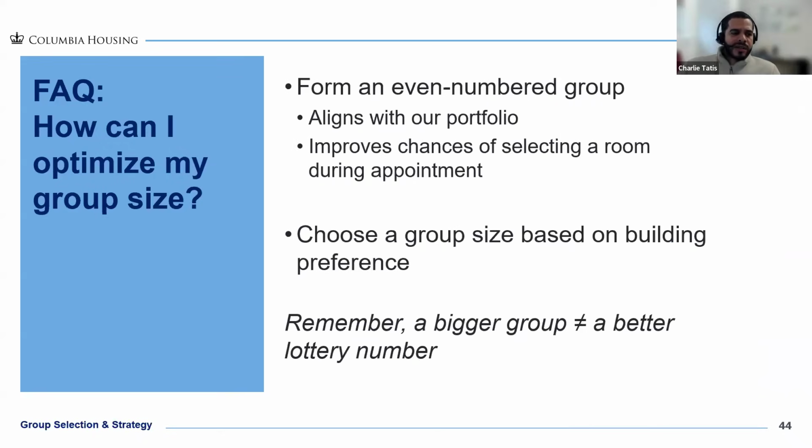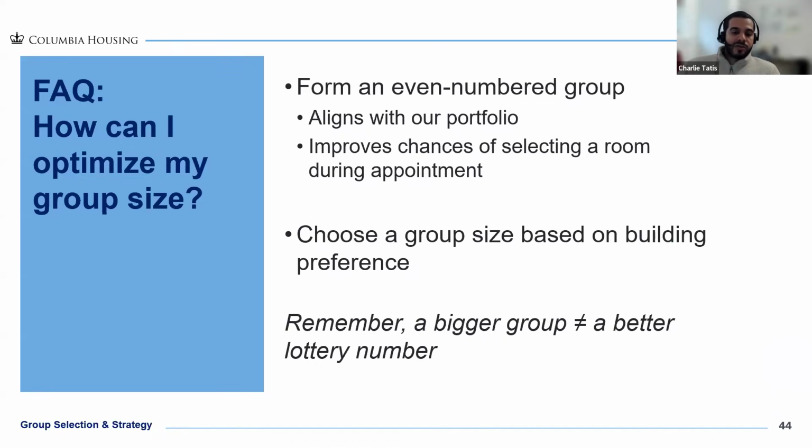How can I optimize my group size? Our best tip for a group is to form an even number group. As we mentioned earlier, our portfolio skews towards even number apartments and rooms. Being in an even number group gives you more access to our portfolio, which means you have a better chance of selecting a room during your appointment.